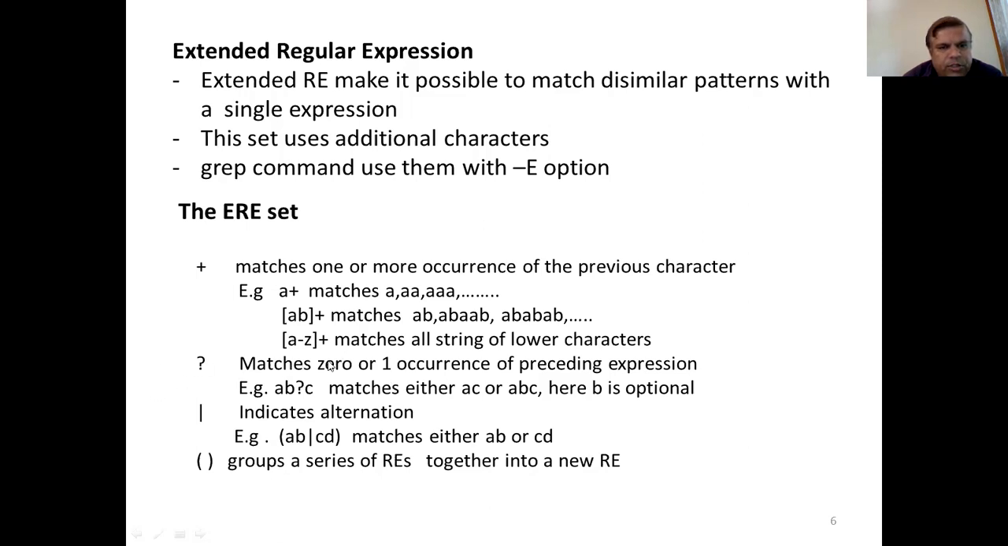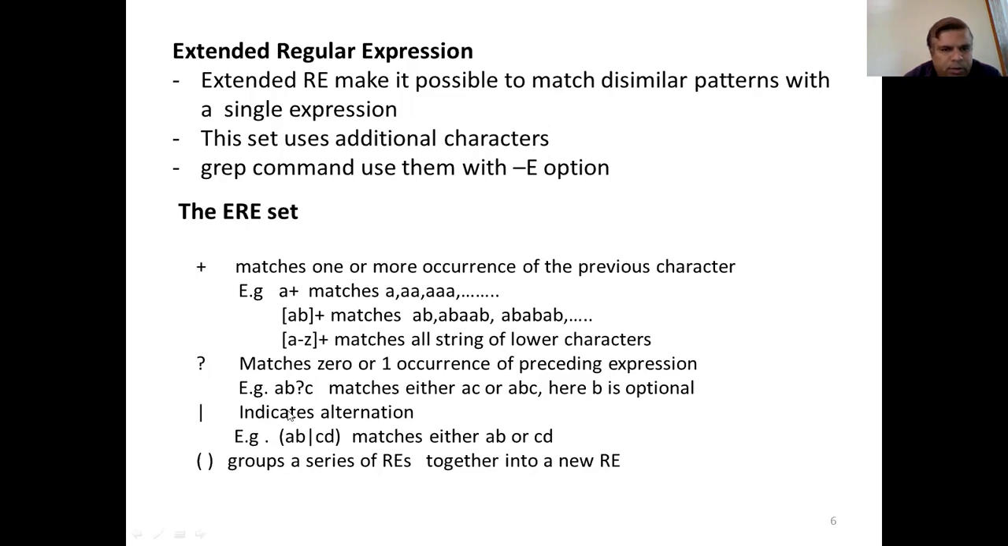Then question mark matches 0 or 1 occurrence of the preceding expression. So here in the example, I have put question mark before the character B, then it matches no B or a single B. So this pattern matches either AC or ABC. Because here B is optional, it may be present or it may not be present.